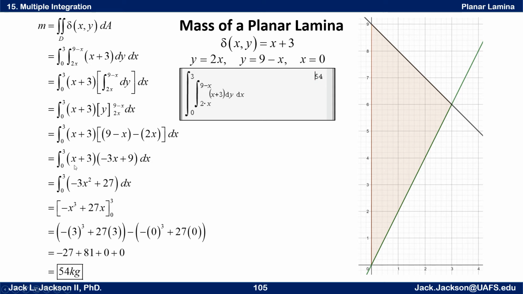Multiply these out using the distributive property, you might know it as FOIL. Negative 3x times x is negative 3x squared. 3 times 9 is 27.